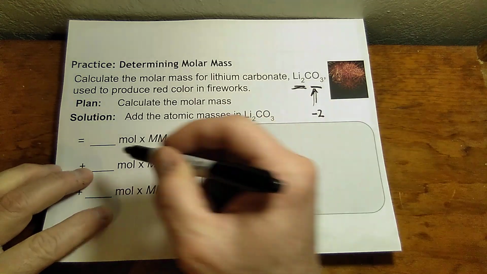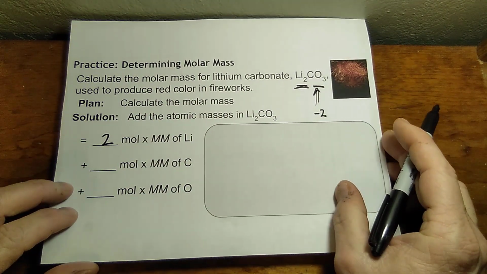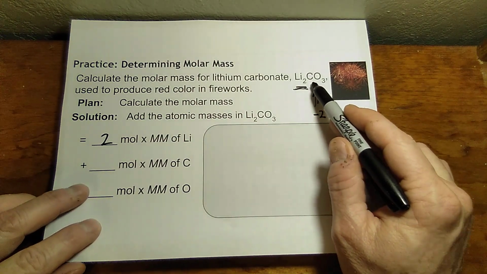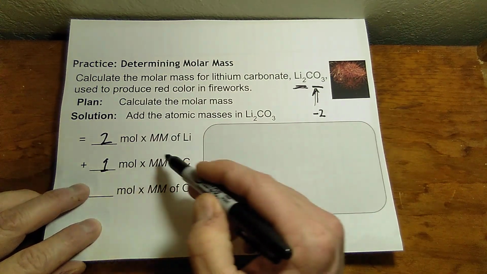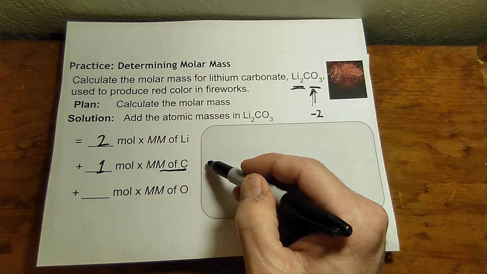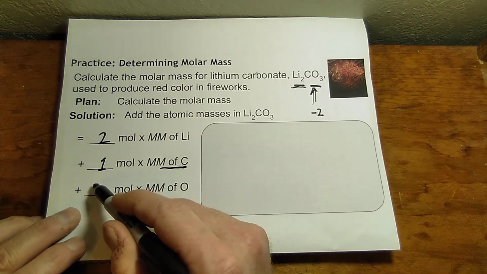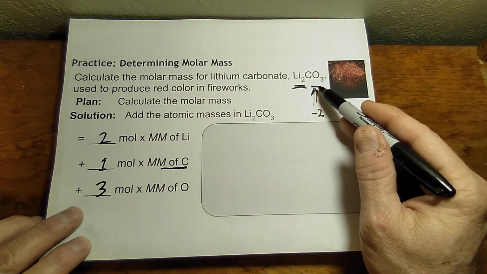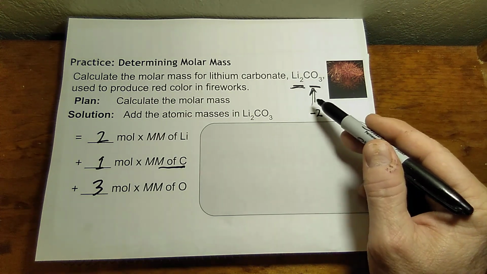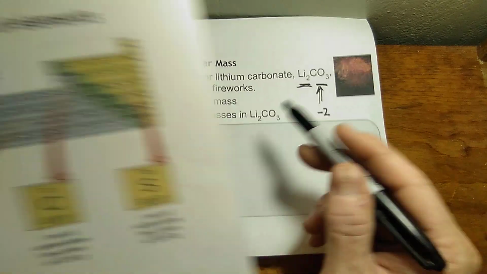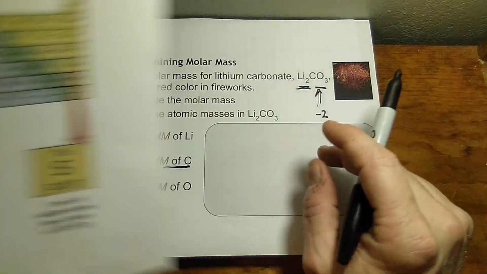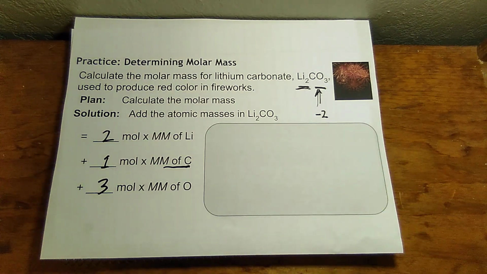So we can add up by multiplying the molar mass of lithium by 2. The molar mass of carbon, there's only 1 of them, so we only need to take the molar mass of just carbon itself, which is 12. And then we can also take 3 times the molar mass of oxygen to get our final molar mass. So I'm just going to look at lithium through a periodic table.